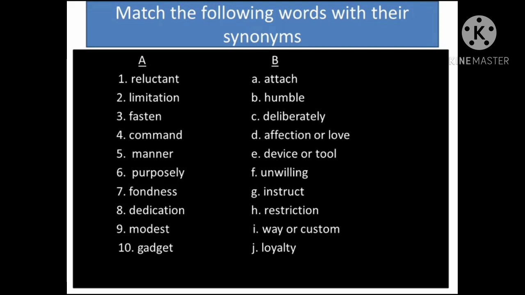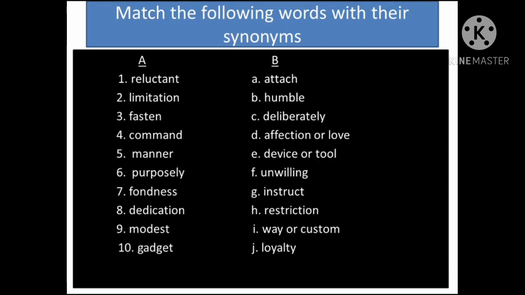Number 2, limitation, ገደብ ማለት ነው. From B side, which one is the answer for question number 2, limitation? The answer is restriction, H ላይ ያለው ነው. Restriction is the same meaning as limitation, or it can be a synonym for limitation.